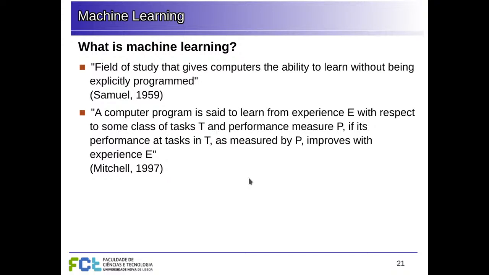So we have a measure of the performance, we have a specific task, and if the program can improve from experience, where experience is a set of examples, something that we can show the problem being solved, then we can say that the program is learning. So we can actually formalize and specify all of these aspects of machine learning, and so define what machine learning is.